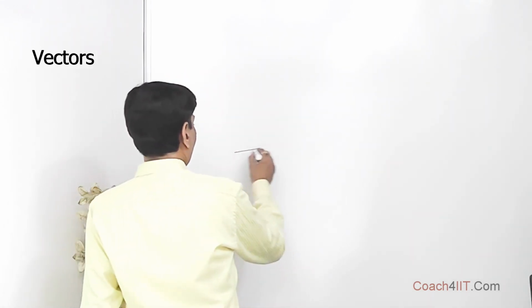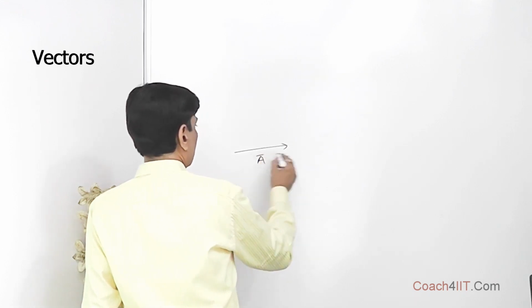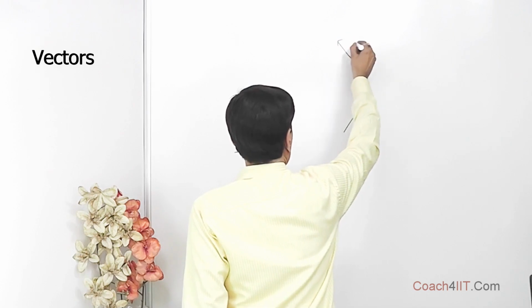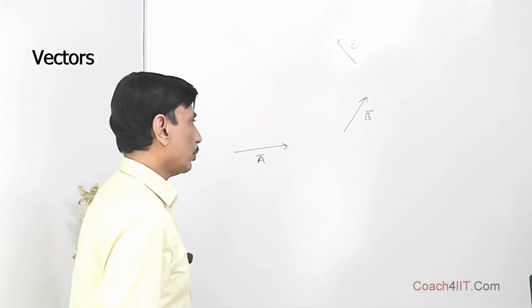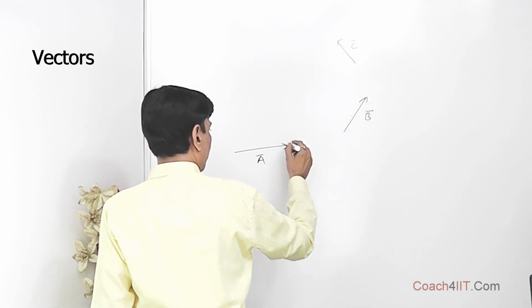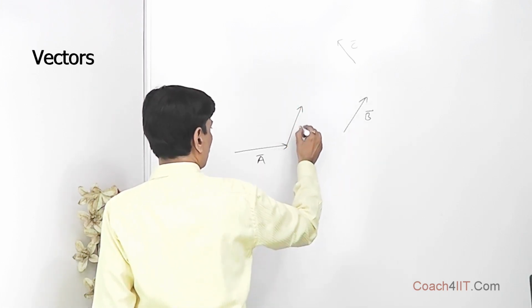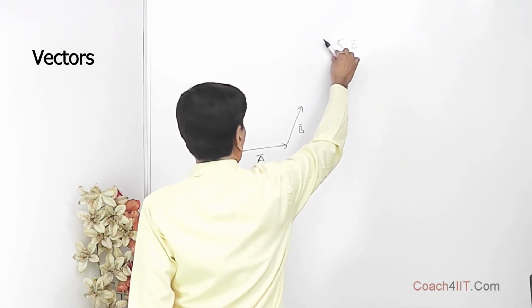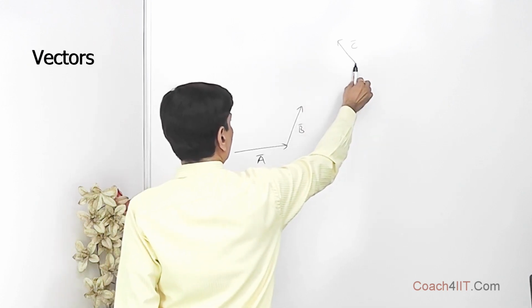Like if we have vector A over here, vector B over here, and let's say vector C over here. What we do is we move this vector parallel to itself, join its tail to the head of this. So this is B, this goes off. We move this vector parallel to itself to join its tail to its head.